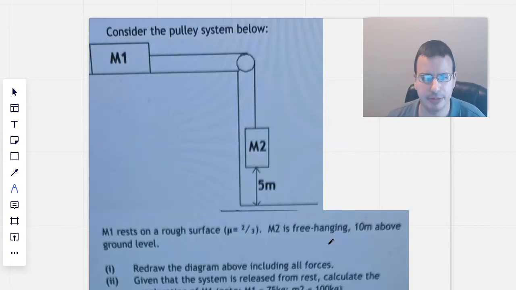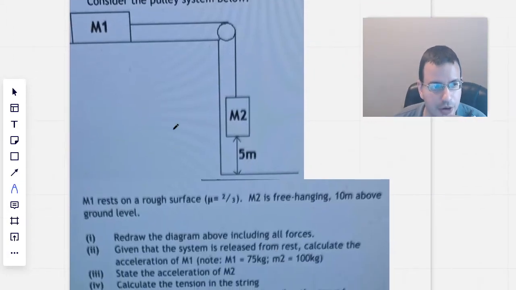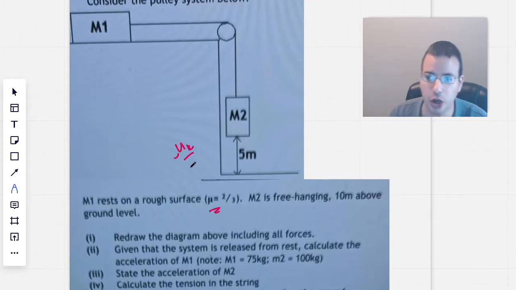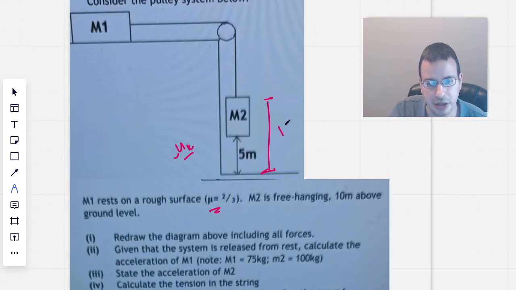Consider the pulley system below. So we have M1, which rests on a rough surface with a mu, and I'm going to assume this is a kinetic coefficient of friction of 2/3. M2 is free hanging 10 meters above the ground level. So I'm going to assume that this right here is 10 meters.